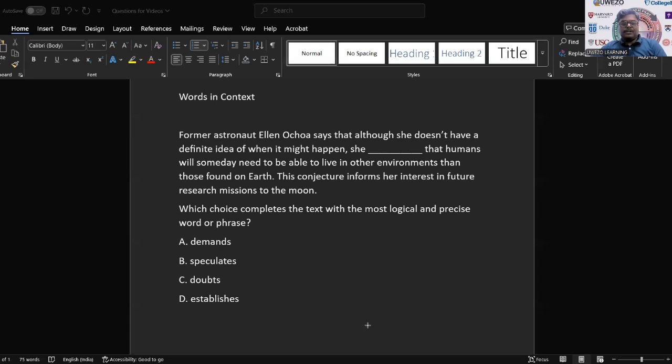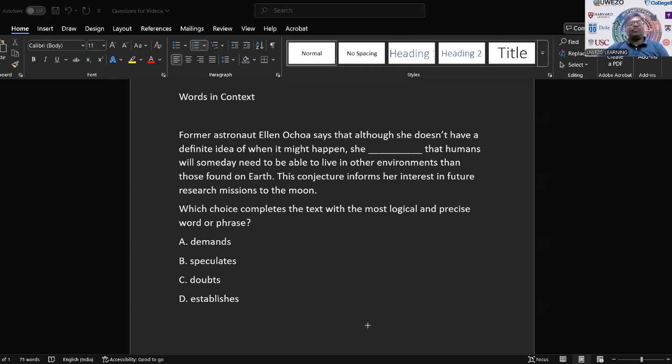Hello students. So let's have a look at a words in context question. This question is taken from a College Board mock. The question says, which choice completes the text with the most logical and precise word or phrase? So we have to identify a logical and precise word for the blank. So let's have a look at the text.